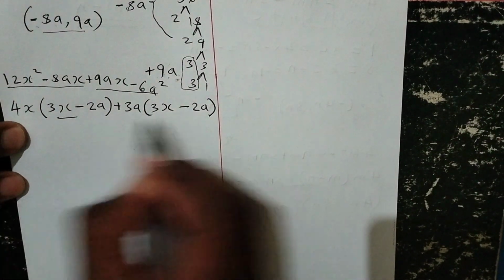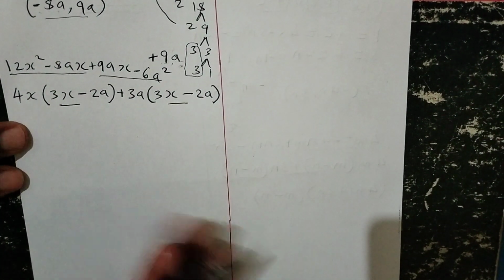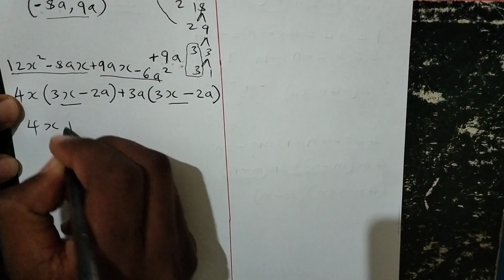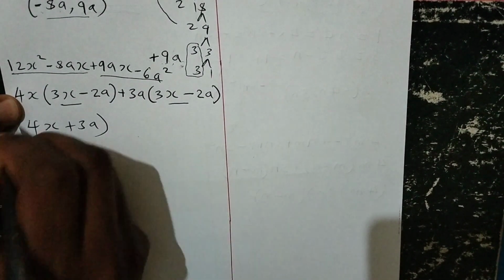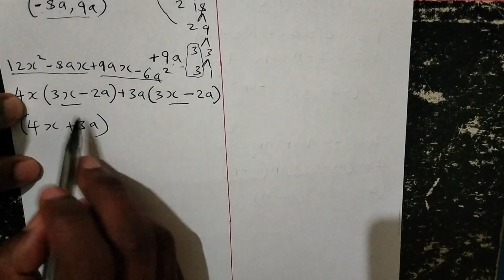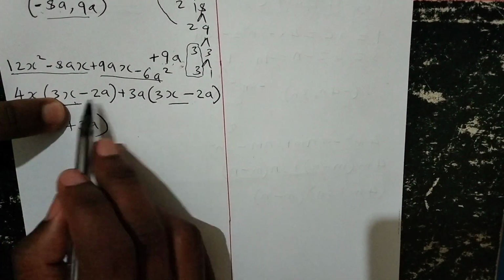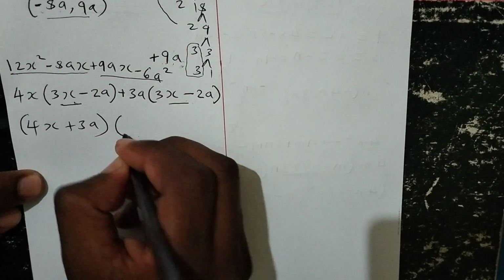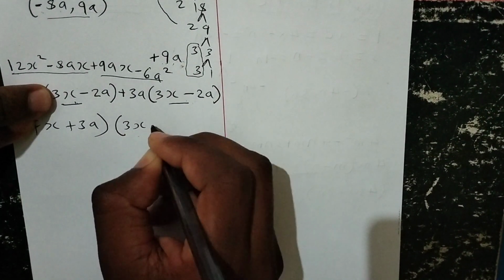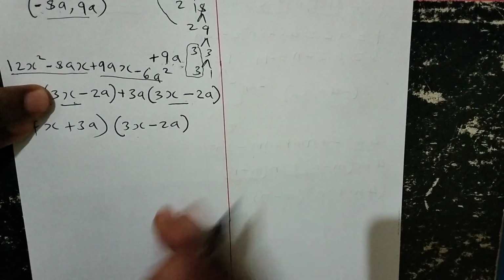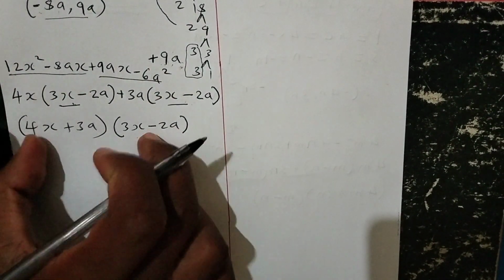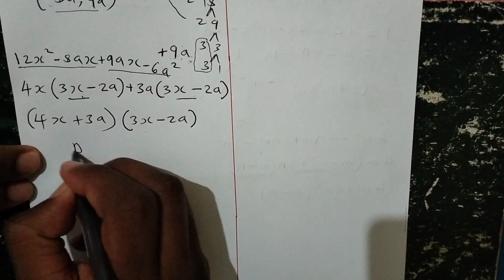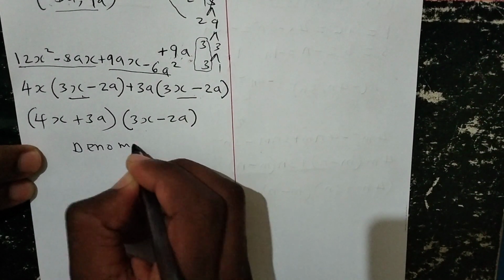Then once I have similar values here, I'll pick the 4x, then plus 3a. That is, you combine the numbers outside the bracket. Then the ones that are within the bracket, you just pick one of them because they are the same anyway. So this will be 3x minus 2a. So that is the simplification of the numerator. Then I move to the denominator.